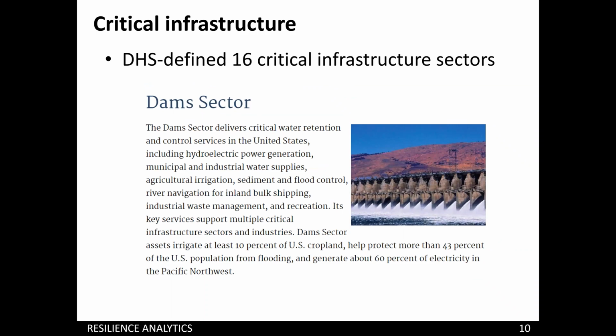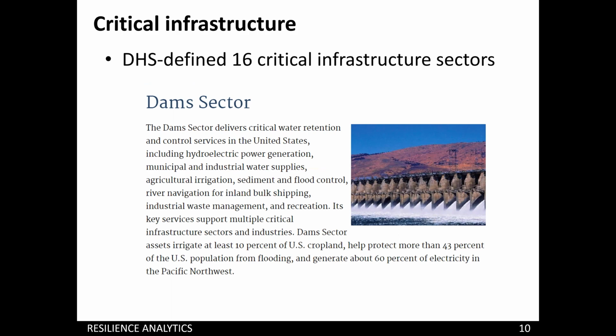Another infrastructure sector is the dams sector. So these are infrastructure systems that retain water, of course, but then also have power generation capabilities in a lot of circumstances.